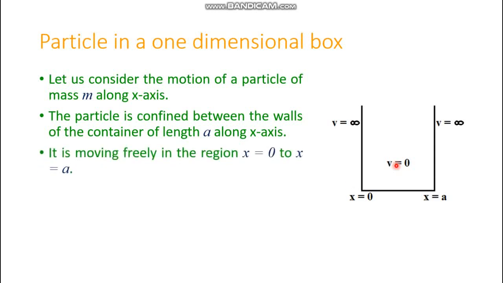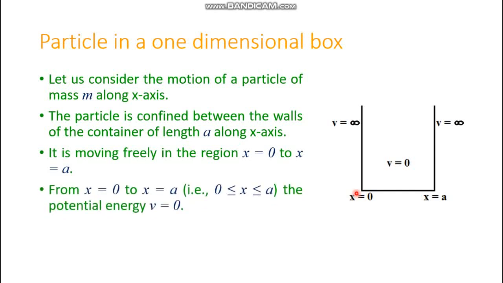So the particle is moving freely in the region from x equals 0 to x equals a, where a is the length between the two walls. Within this range, that is if x is greater than or equal to 0 and less than or equal to a, the potential energy is taken to be 0, and the potential energy V is infinite if x is less than 0 or if x is greater than a.